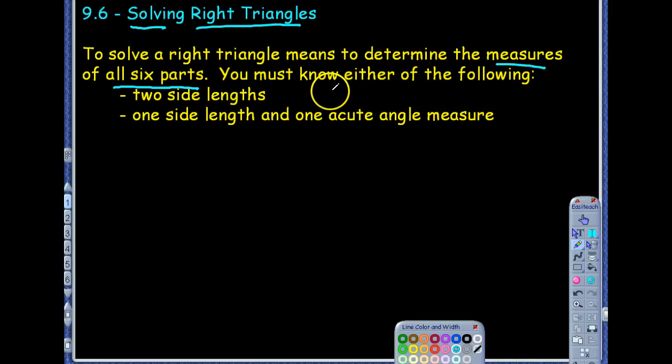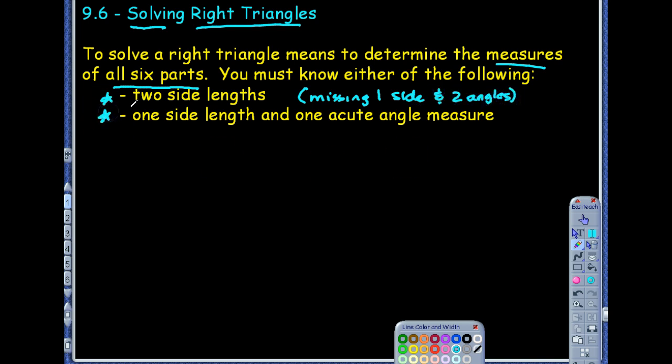But notice it says you must know one of the following scenarios. The first scenario is if I give you 2 side lengths. I already have a right triangle, so I have a right angle, and I have 2 side lengths. So how many missing pieces do we really have? We really only have 3 missing pieces: 1 side and 2 angles. So 3 pieces that we're really finding.